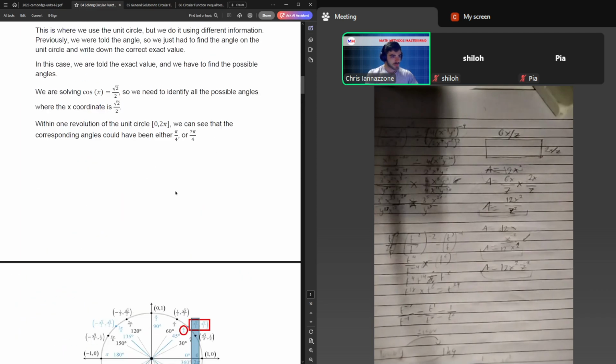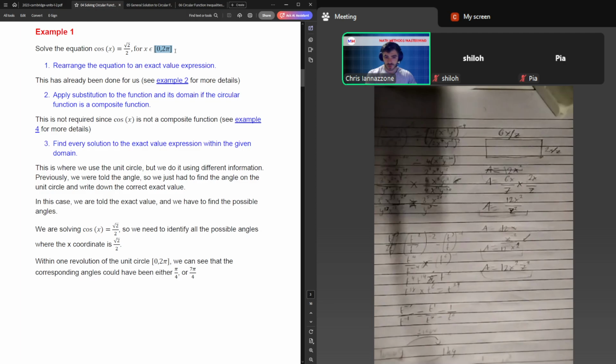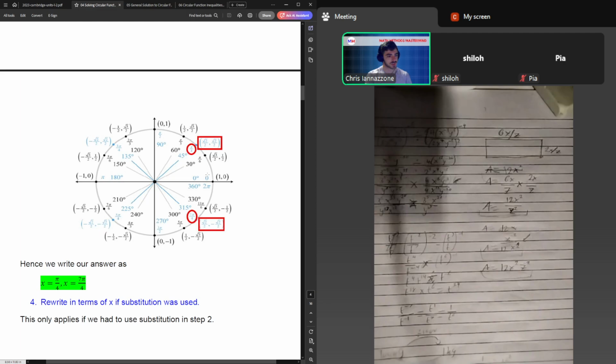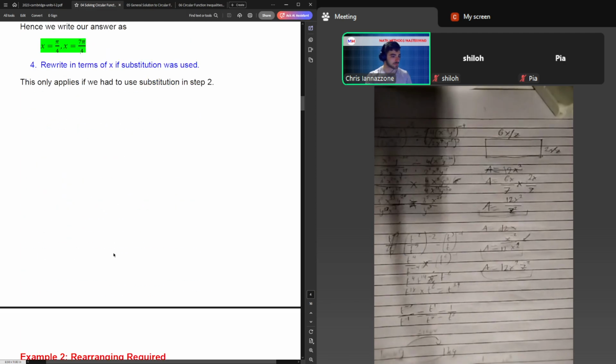Now, we're going to stop there because our domain is from 0 to 2 pi. If we have a different domain, we'll have a look at how to handle that. But this is about as fundamental as it gets. Just do one revolution around the unit circle, and figure out where either the x coordinate or the y coordinate is equal to some specific value. In this case, we just write our final answer as x equals pi over 4 and x equals 7 pi over 4. That's it for example 1. If there's any questions, raise your hand, hop off mute, or use the chat. More than happy to go back.